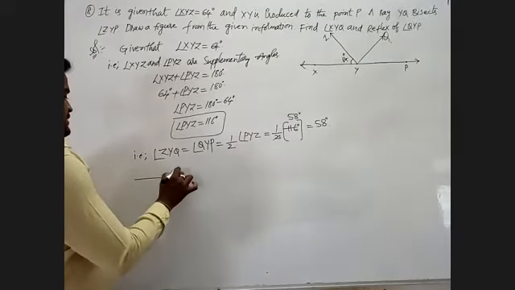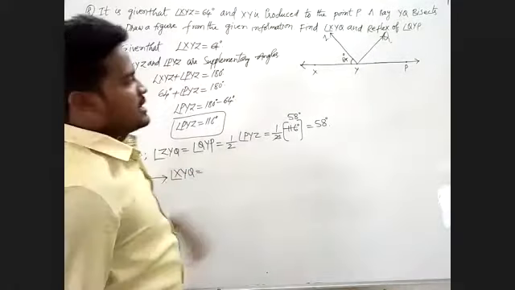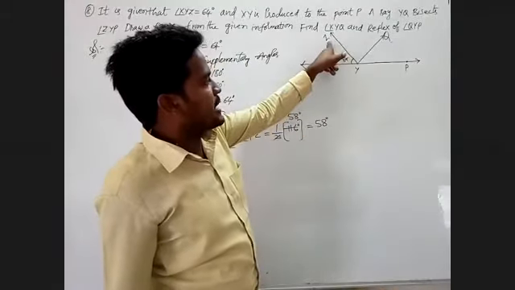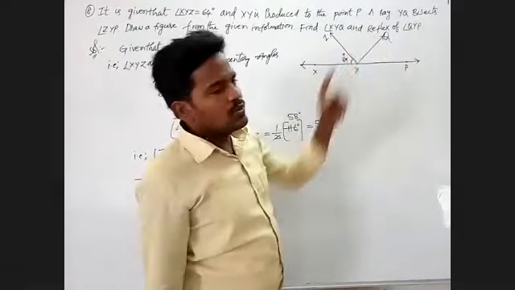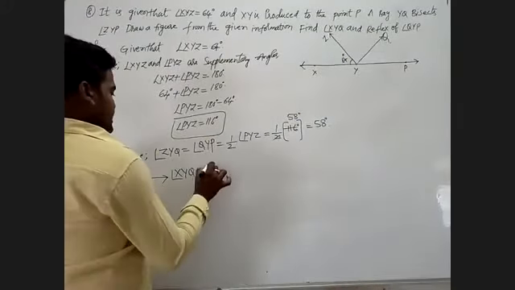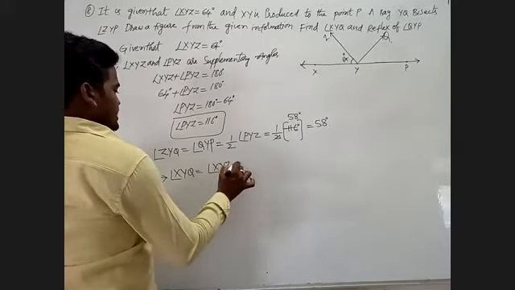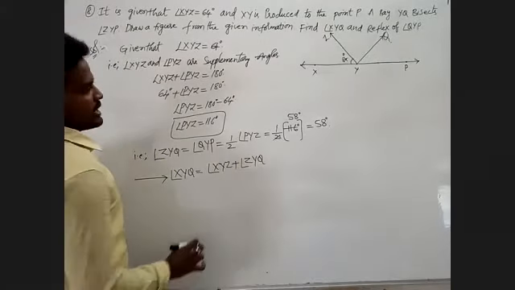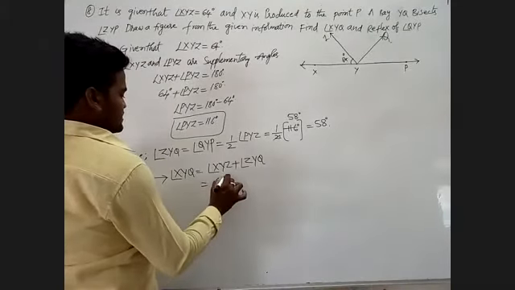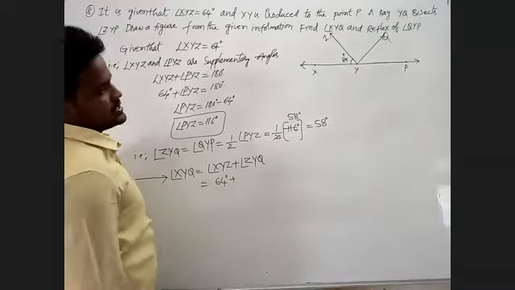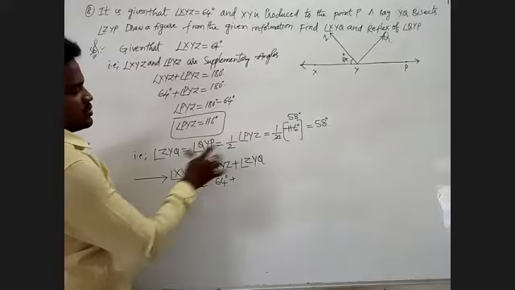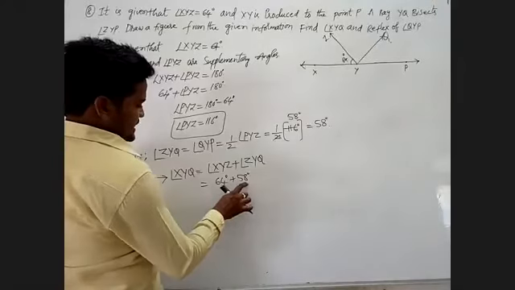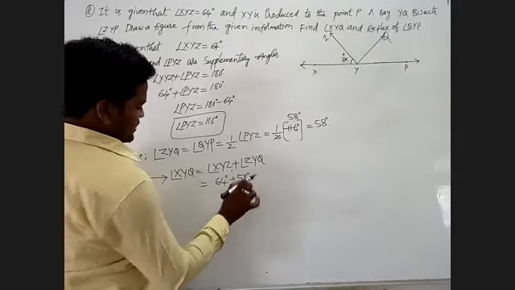I will find angle XYQ is equal to what will we write? Angle XYQ must be written as angle XYZ plus angle ZYQ. Whatever the value of angle XYZ, the given value is 64 degrees, plus ZYQ. What about the value of ZYQ? ZYQ is nothing but 58 degrees. 8 plus 4 is 12, I will take 12.